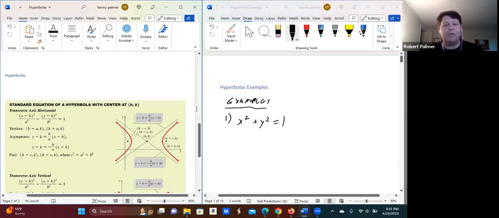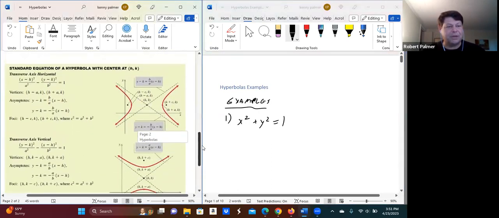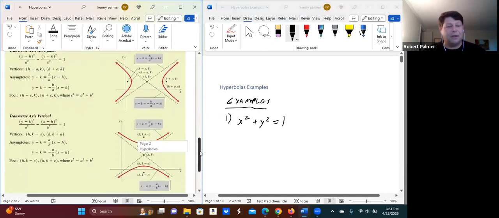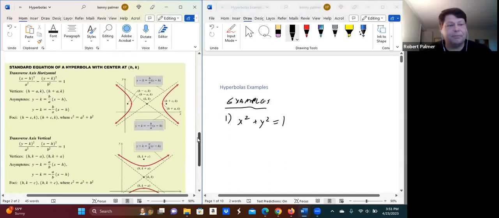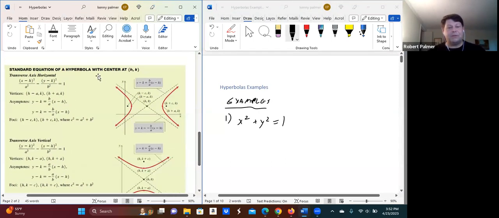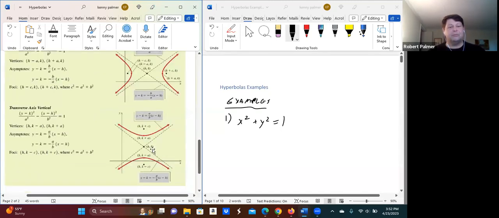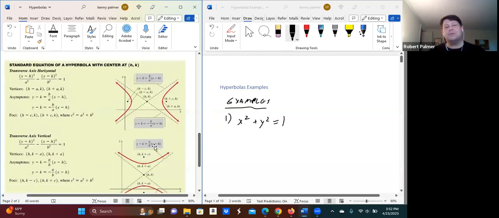Now, if you look over here to the left, this is taken from a textbook, and this basically gives us our most general equation for a hyperbola. A hyperbola can have what's called a transverse axis horizontal or transverse axis vertical. So basically, the hyperbola can go in this direction, left, right, or up, down. Now, how you tell the difference, and at first it may be hard, the easiest thing to tell is if you have an x term minus a y term, it goes left to right. If you have a y term minus an x term, it goes up and down.